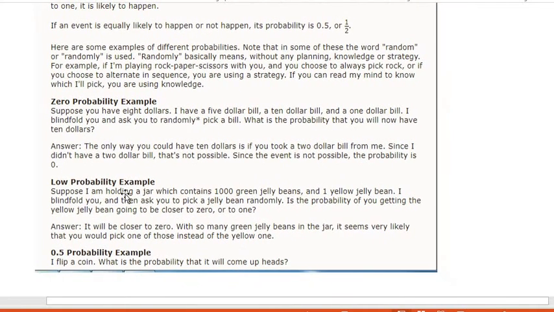Okay, low probability. I will give you an example: a low probability that the rain happens in summer.